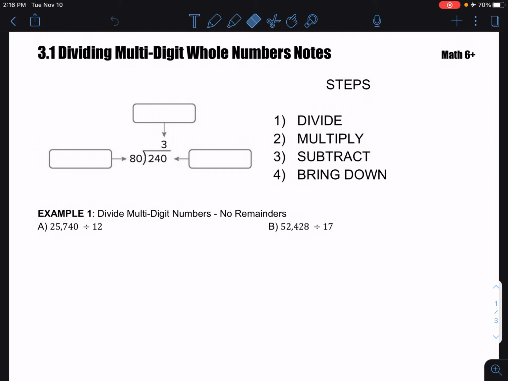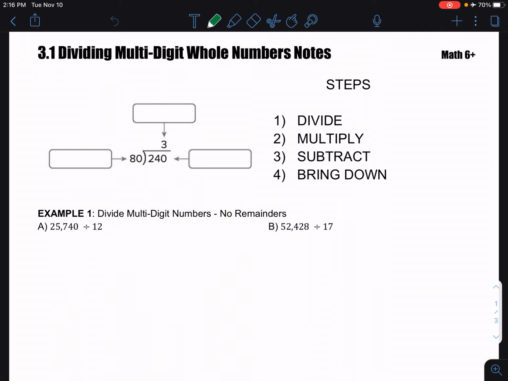Hey everyone, today we are going to be dividing multi-digit whole numbers. When we divide multi-digit whole numbers, we are going to use the 4 steps to divide, multiply, subtract, and then bring down. First, we're going to talk about a little bit of vocabulary.